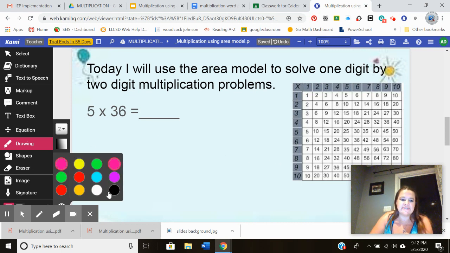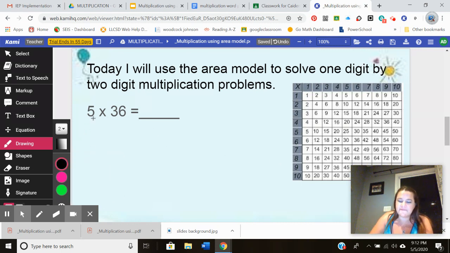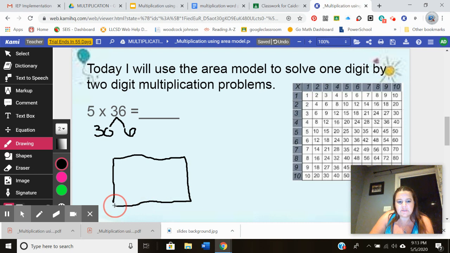All right, let's try another problem. We have 5 times 36. So I notice I have 5, which is a 1-digit number, and I have 36, which is a 2-digit number. When I break that apart or decompose it, the 3 is in the tens place, which means that it's 30. The 6 is in the ones place, which means that it's 6. So I'm going to draw my area model. I'm going to draw a line down here because I have a 2-digit number, and I'm going to write 30 because that's the number in my tens place, and then 6 as that's the number in my ones place.